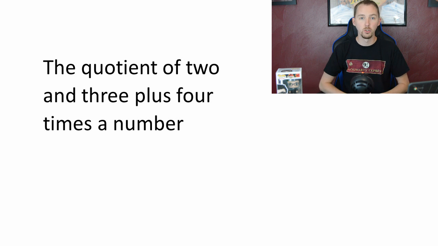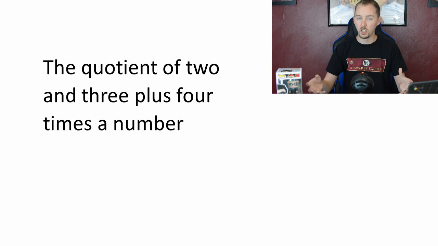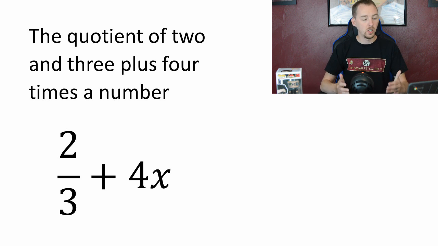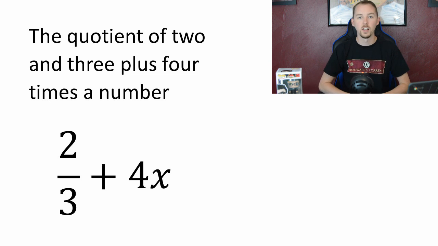The quotient of 2 and 3 plus 4 times a number. So you'll notice the quotient of, because I said quotient of, whatever two things come next are going to be divided. All right, so 2 and 3 were the next two things, so that's what gets divided, plus 4 times a number. So plus 4x is one letter that you can use. All right, and let's take a look at one more final example.